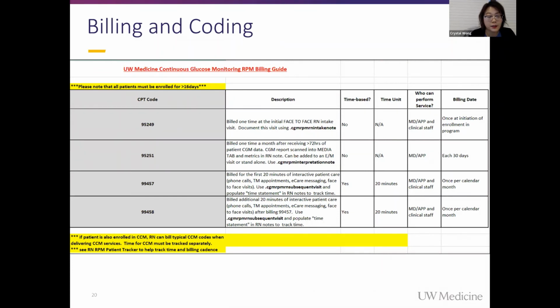The top code is 95249. That's what the RN/RD bills one time for device teaching. And then the 99457 and 99458 are time-based codes that they can bill out on a monthly basis for the time that they've worked on, whether it's data uploading, communication with the patient, or communication with you. That's all billable time. It doesn't have to be face-to-face or on the phone with the patient. It's really there to support team-based care around CGM. And those are billed once per month and then in increments of 20, and the max they can bill out is 40.